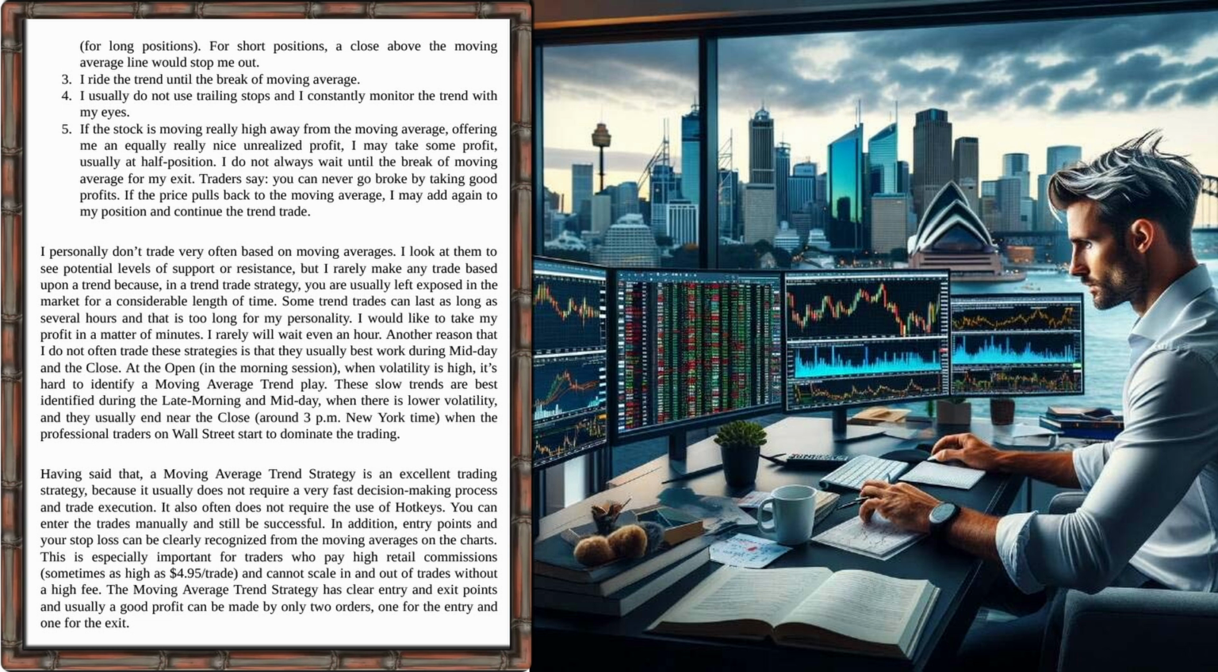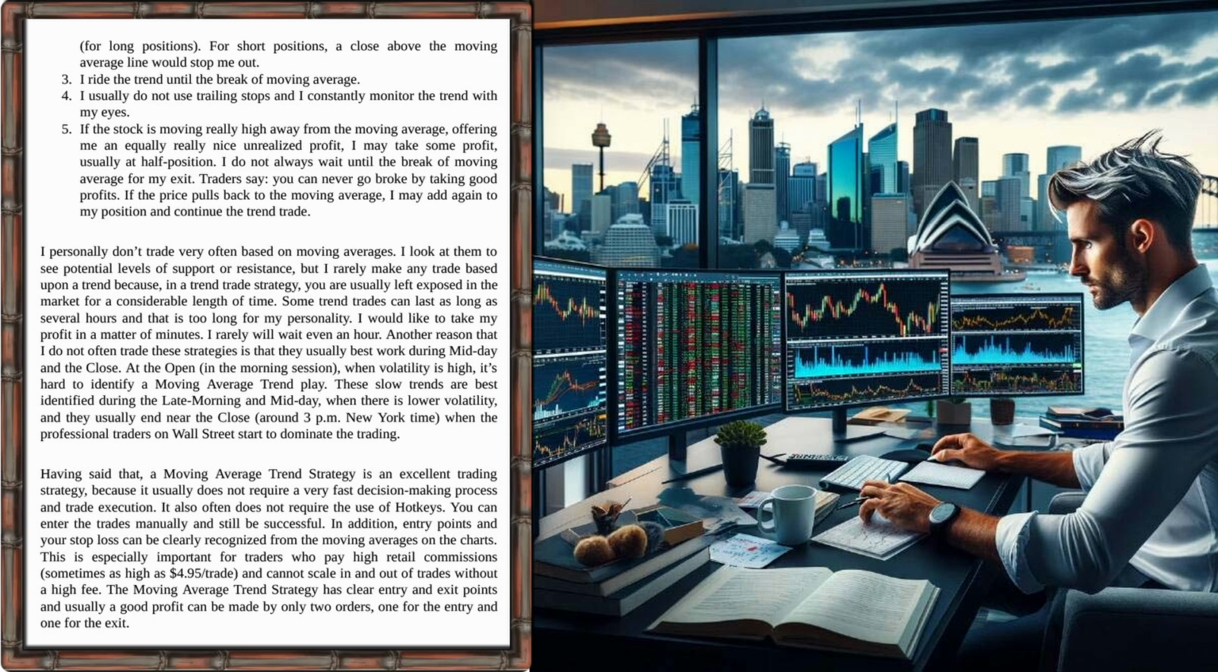3. I ride the trend until the break of the moving average. 4. I usually do not use trailing stops, and I constantly monitor the trend with my eyes. 5. If the stock is moving really high away from the moving average, offering me an equally really nice unrealized profit, I may take some profit, usually at half position. I do not always wait until the break of the moving average for my exit. Traders say, you can never go broke by taking good profits. If the price pulls back to the moving average, I may add again to my position and continue the trend trade.